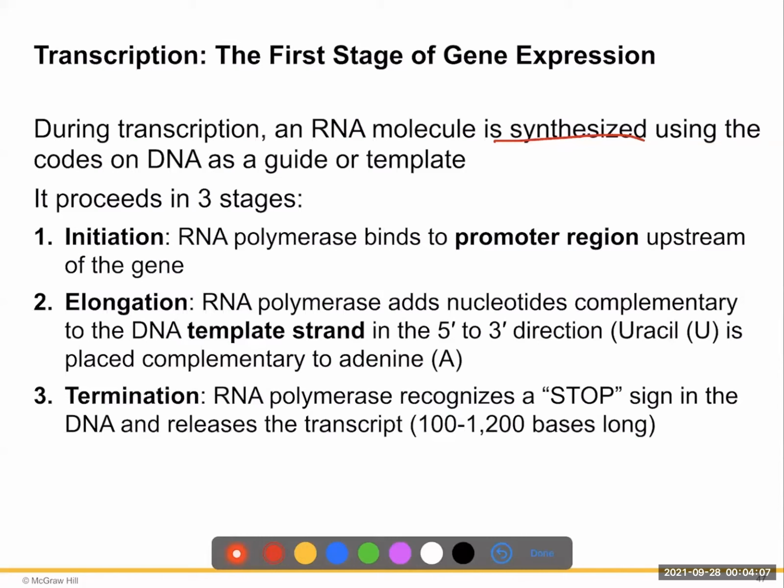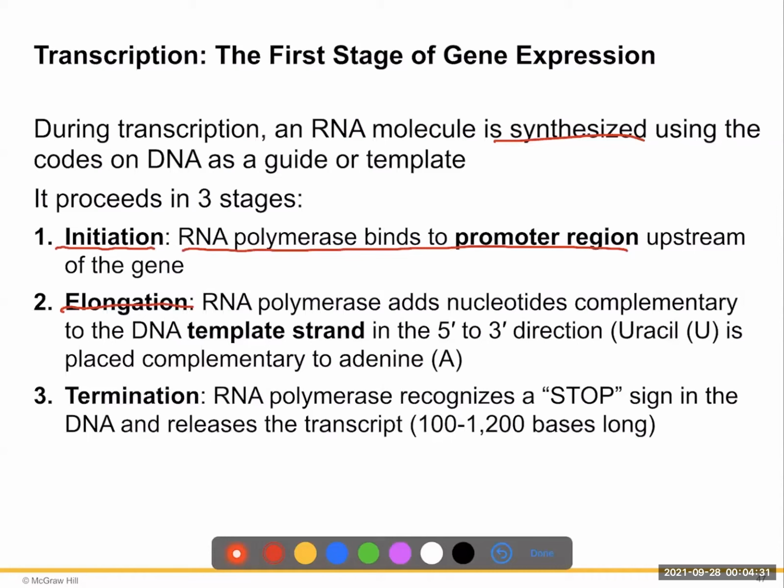Okay. There's 3 stages. You have initiation, where the RNA polymerase binds to the promoter region, upstream of the gene. Then you got elongation, where the RNA polymerase adds nucleotides that are complementary to the DNA strand. Remember, if it's adenine, it's going to form with uracil. Cytosine is going to form with guanine, and vice versa.